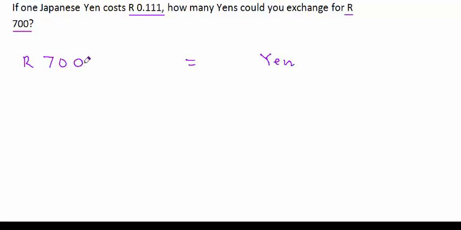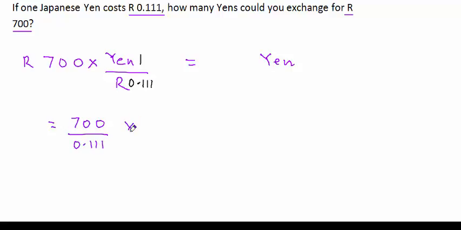And just as we did in the previous problem, we are going to multiply this with a certain number of yen over rand, so that we could cross off the rand with the rand. We are left with a certain number of yen in the end. And it's also given that 1 Japanese yen, so this is 1, costs 0.111 rand. So this is equal to 700 over 0.111 yen, which is 6,306.31 yen. That is the same as 700 South African rand.